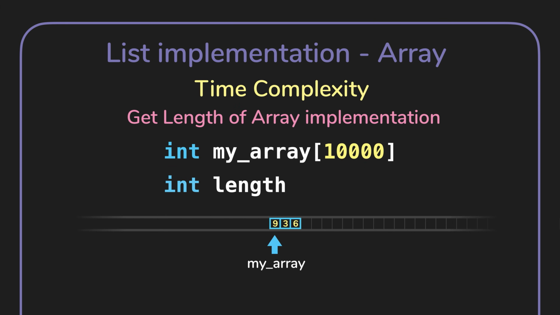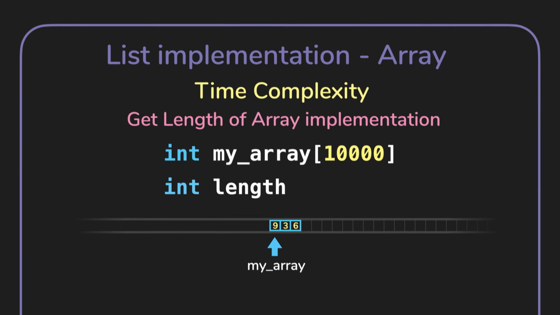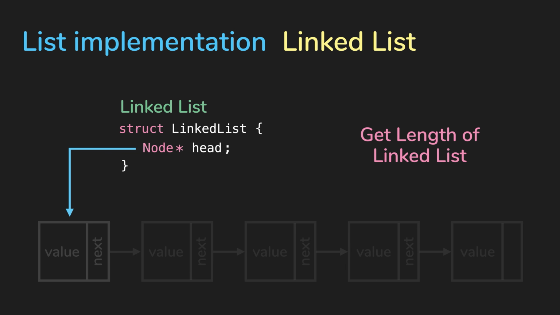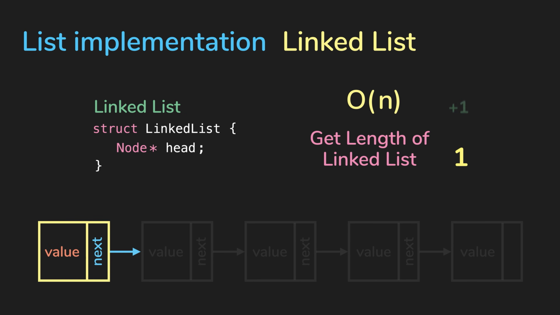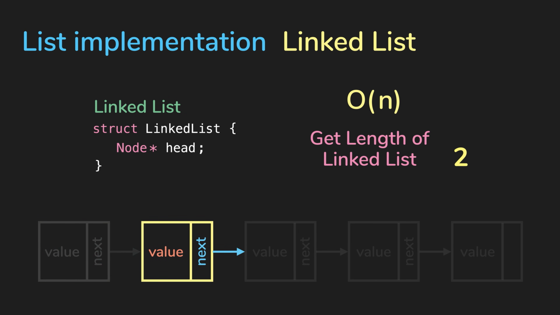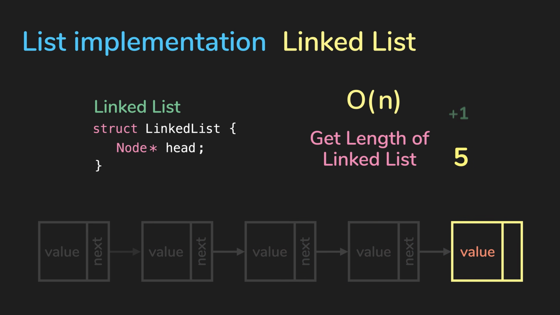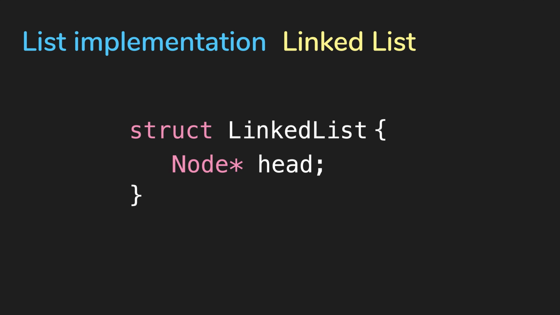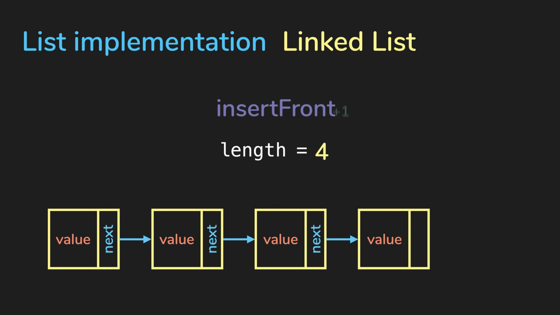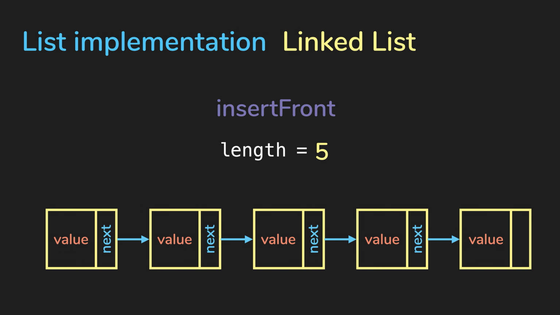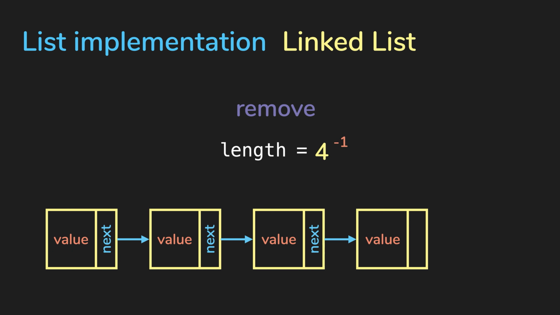If it's our array implementation, it's O of 1 because you could just return that variable length. But if it's the linked list, it would be O of n because you have to traverse your whole list and count how many nodes there are just to return the length of your list. We can definitely do better. What if we just also include a variable length to our linked list implementation? Now we have something like this in our ADT where we increment length by 1 every time we add an element and decrement when we remove one.